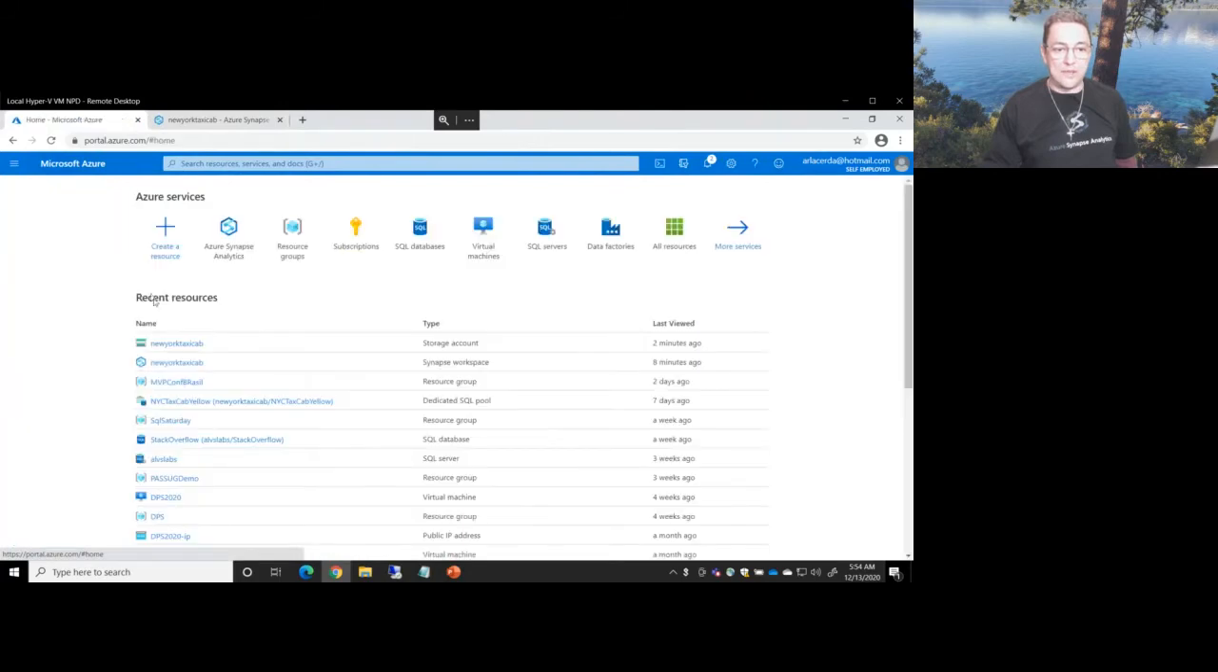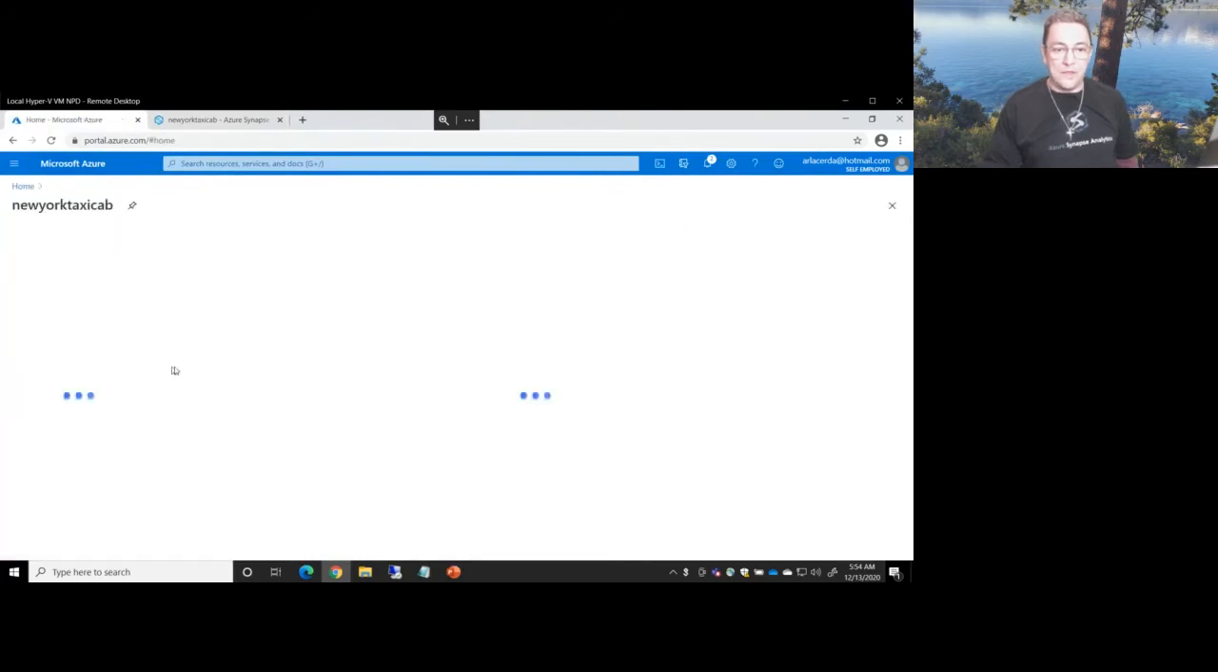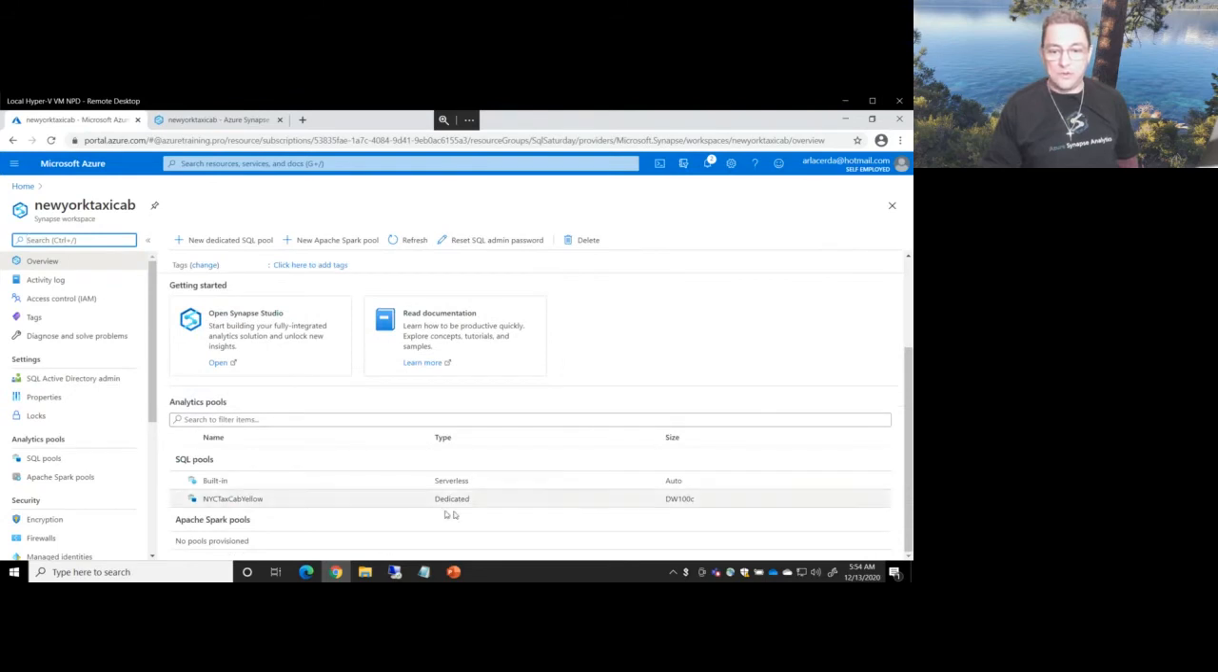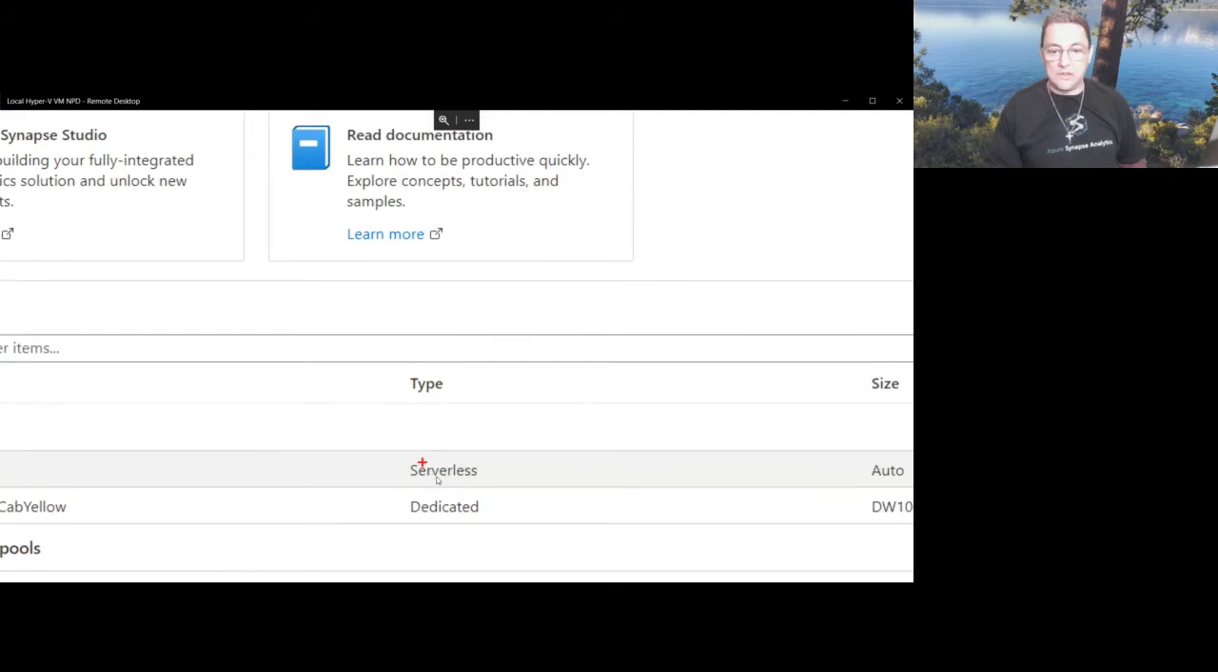If I go back here to the portal, you can see here as serverless. You can see also this designation here sometimes instead of serverless. You can see also it being referred to as on-demand. But the one I really want to focus on is this one here, the dedicated one, which is the more expensive one, by the way.